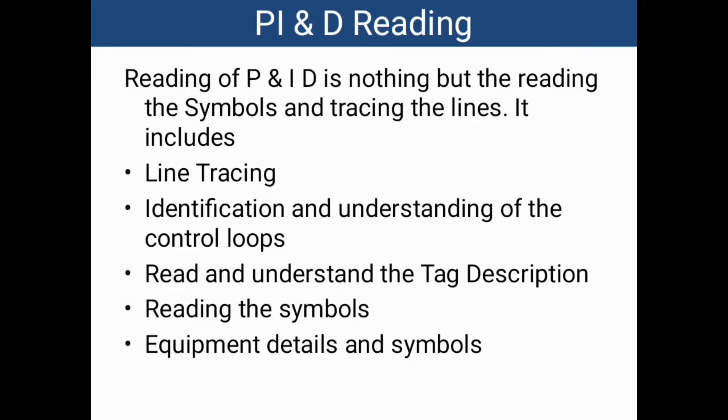Now let us see how to read the P and ID. Reading a P and ID is a very difficult task for a graduate engineer trainee. You have to walk along the pipelines, then come to the control room and see the P and ID, and trace other pipelines. So P and ID reading includes line tracing, identification and understanding of the control loops, reading and understanding the tag descriptions, reading the symbols, and equipment details and symbols.